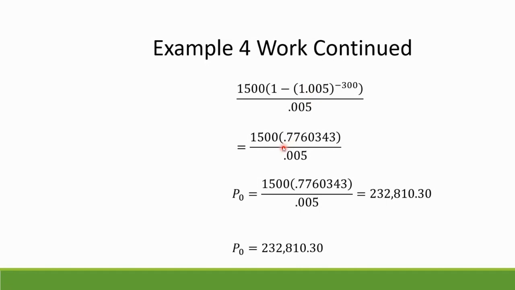And we do 1 minus that. That turns out to be this. And then we just multiply, then divide. We get that P0 has to be $232,810. That's what we get here. All right. Other questions on this?